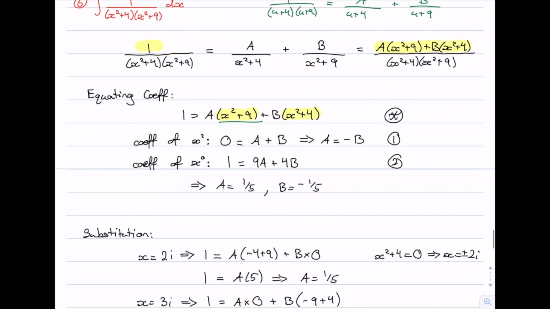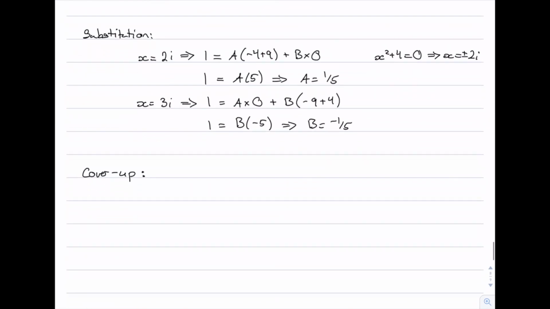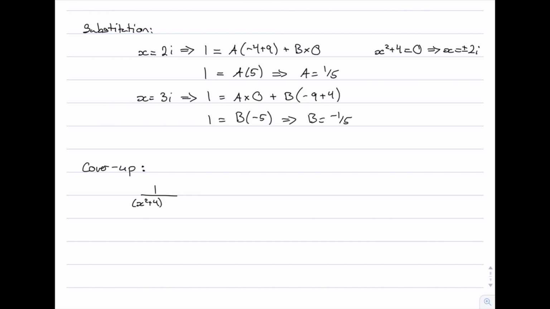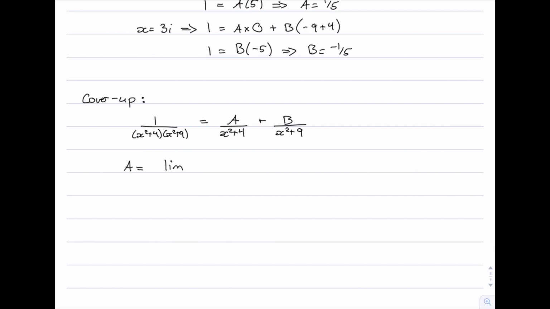Let's go back to our fraction here. Let's actually write that. It was 1 over x squared plus 4, x squared plus 9, and that's equal to a over x squared plus 4 plus b over x squared plus 9. Now what we did was we multiplied by the denominator of the fraction involving a, and then we did a limit which set x to some value which is going to make that denominator equal to 0. So in this case, a is going to be equal to the limit as x squared approaches negative 4, because that makes the denominator equal to 0, of x squared plus 4 over x squared plus 4 into x squared plus 9. Now I can cancel these factors here, and I have the limit as x squared approaches negative 4 of 1 over x squared plus 9.